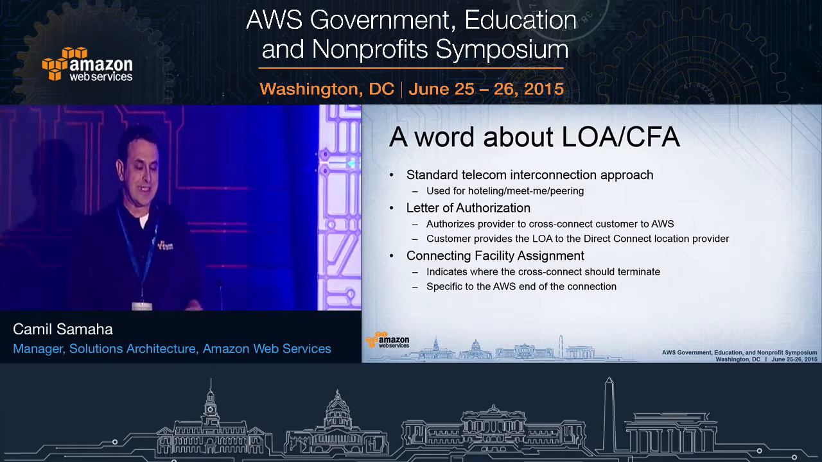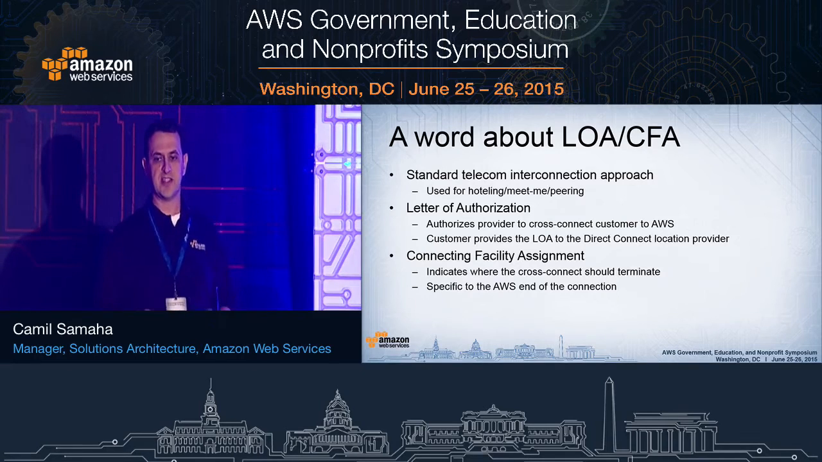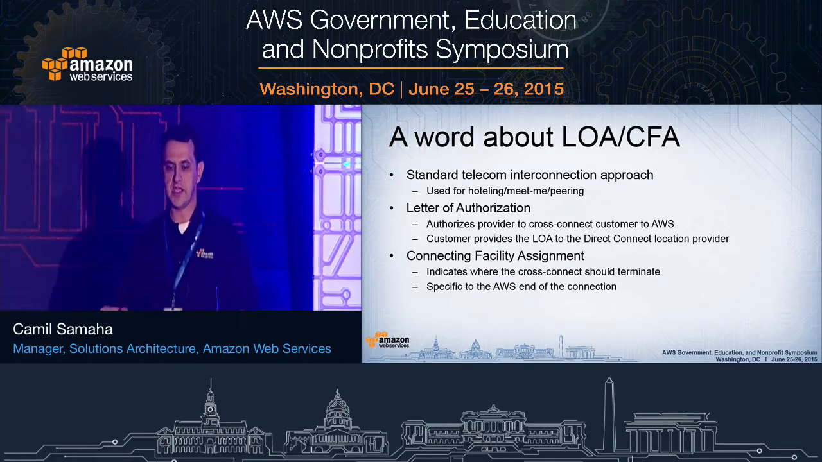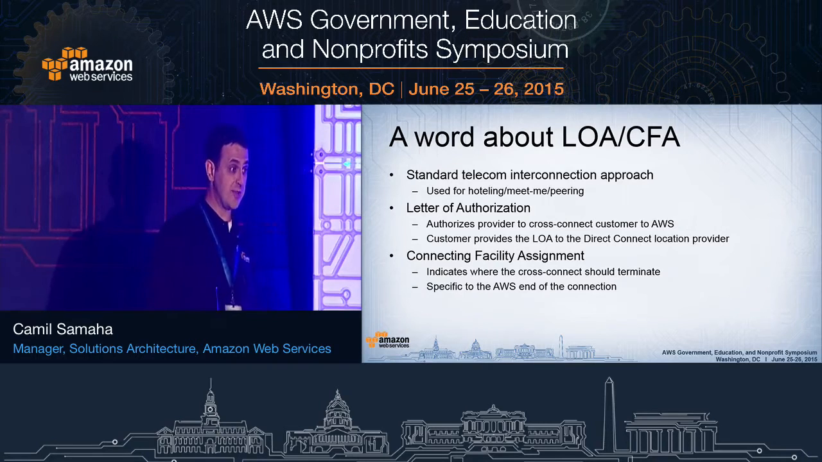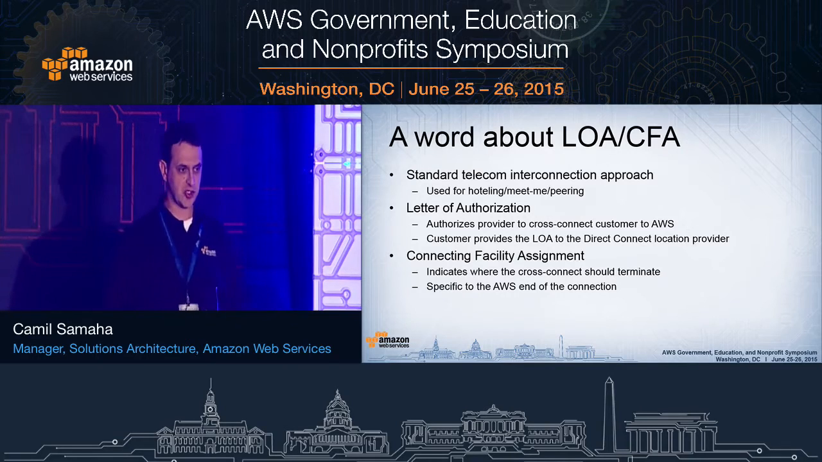Literally all it does, the letter of authorization is in effect giving permission to the vendor that owns the colocation facility to terminate your connection into the AWS router. The connecting facility agreement includes the detail. What that means is the exact port number on the physical piece of equipment from AWS that would be dedicated to you to create that connection.